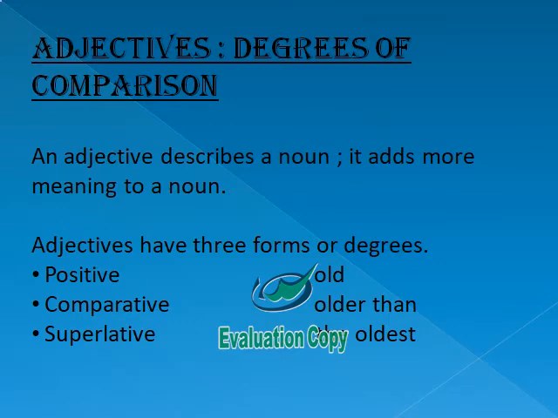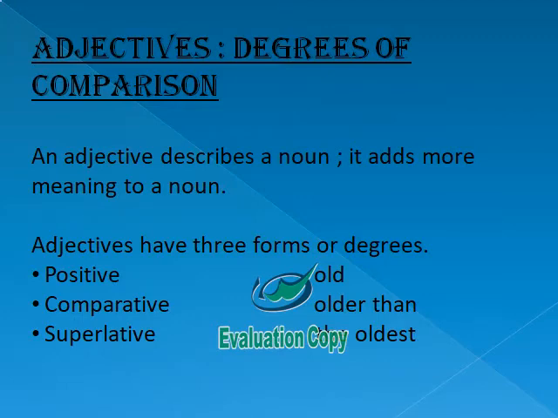You all must have done this very well in class 3 and in some of the examples in class 2 also. So adjectives must be very well known before you start with degrees of comparison. Adjectives tell you something about a noun. Now these adjectives can be in 3 forms. You can see I have written there: positive, comparative, superlative.